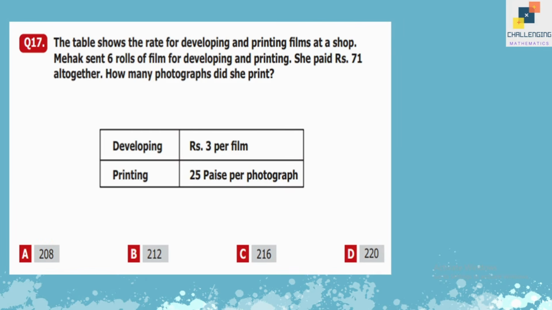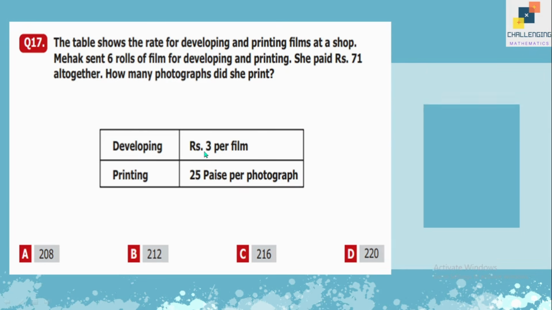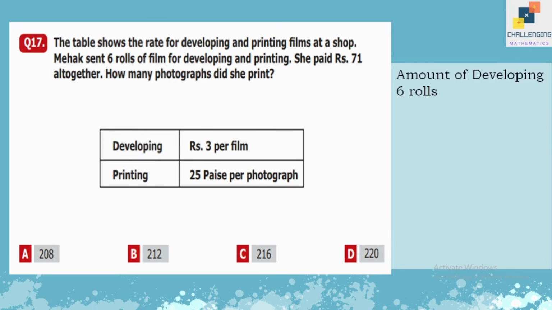Question number 17. The table shows the rate of developing and printing films at a shop. Mehak sent 6 rolls of film for developing and printing. She paid rupees 71 altogether. How many photographs did she print? So the rate of developing per film is rupees 3. So she spent 71 rupees, out of which she directly spent 18 rupees on development of the film rolls, because there were 6 rolls and each was developed for rupees 3. So 6 threes are 18.